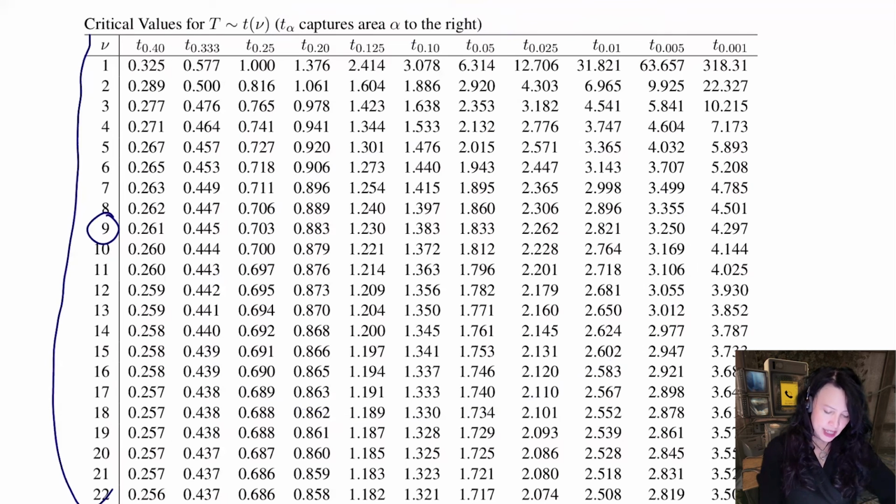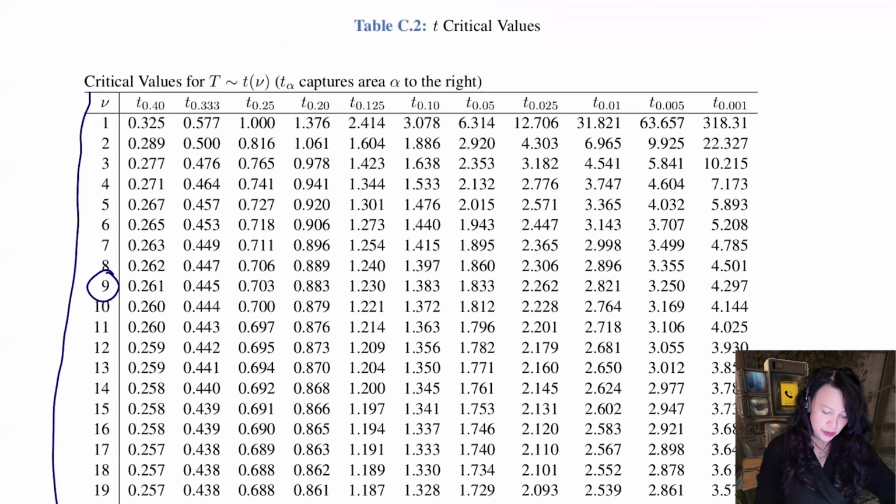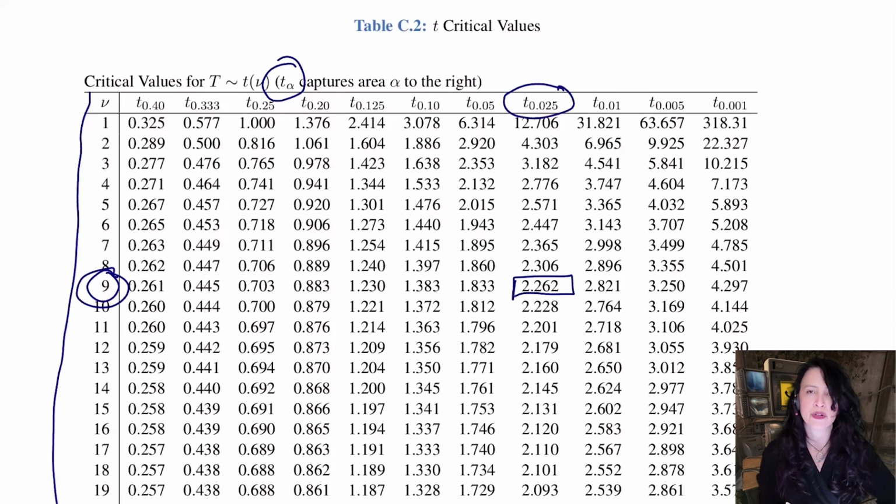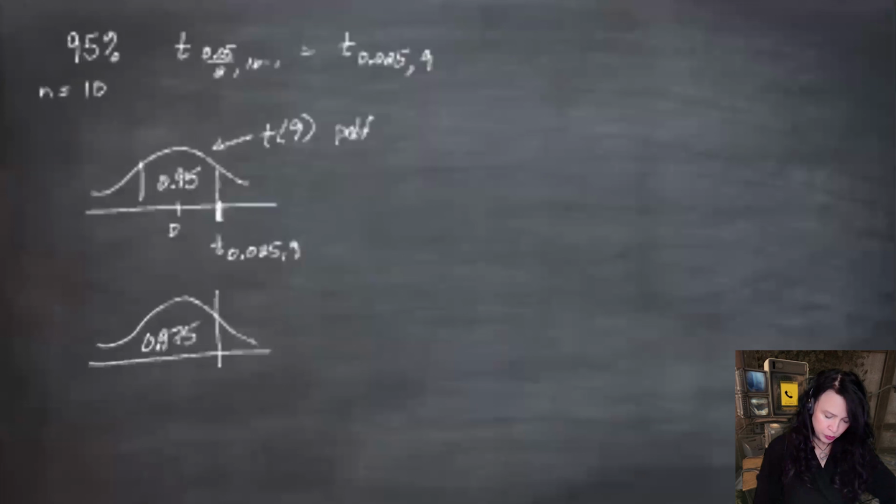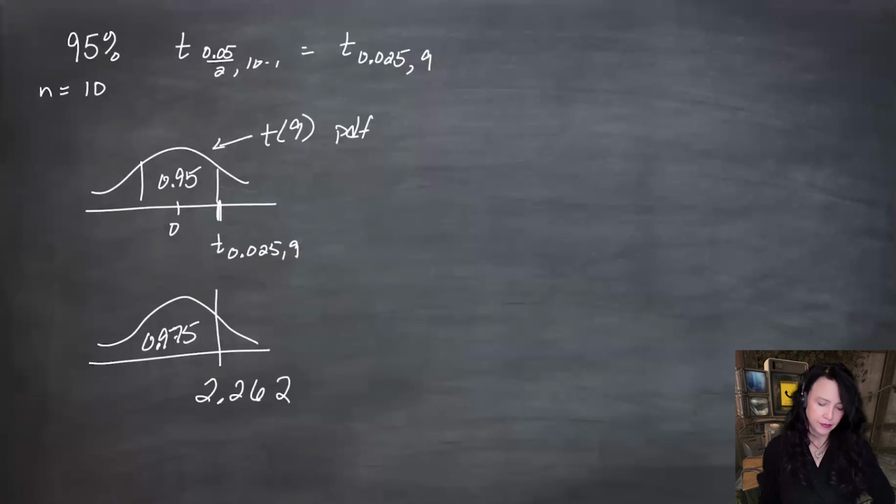This particular table might be different depending on what you're looking at. t sub alpha captures alpha area to the right. We want area 0.025 to the right, so that's right here. And we want it for 9 degrees of freedom, so it looks like we want this number, 2.262. And yeah, that's it. So we are ready. Again, I'm not spending a lot of time on this because we're not doing really much numerical stuff, but 2.262 for the T9 distribution. Cool.